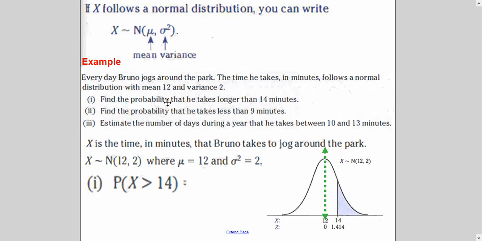So for example, this is the question given to you. I'm just trying to give this example, I will not solve it, to make a connection to what we are talking about here. Somebody is jogging in the park, and this is the mean time and this is the variance of the time. And we have to find the probability that the person will take longer than 14 minutes. Now, I'm saying X is greater than 14 and the mean is 12. In the diagram, the mean will be in the center because this graph is symmetrical. It is 12, and 14 is here. So according to this question, part 1, we are interested in finding the probability here.